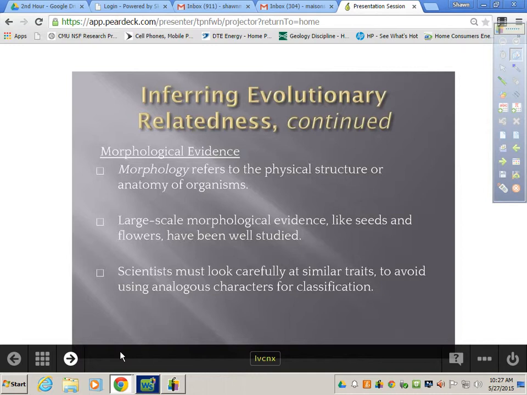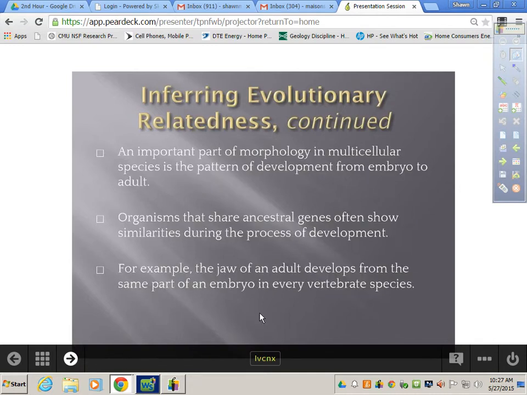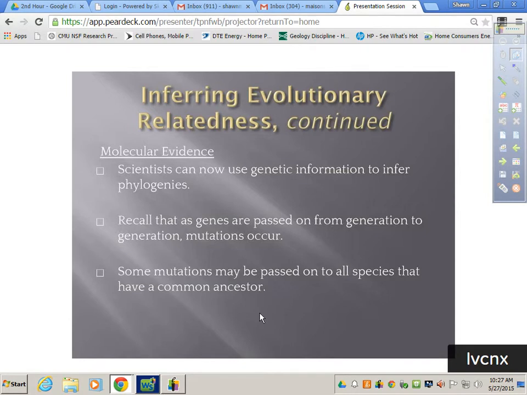Now, an important part of morphology in multicellular species is the pattern of development from embryo to adult. And organisms that share ancestral genes often show similarities during the process of development or how they develop. We looked at vertebrates. We've seen how all vertebrates basically have the same basic embryological steps. So the jaw of an adult develops from the same part of an embryo in every vertebrate species. We all have one of these, a mandible, the lower jaw. I challenge you to name one vertebrate that does not have one. It's tough. So scientists can now use genetic information to infer phylogeny.